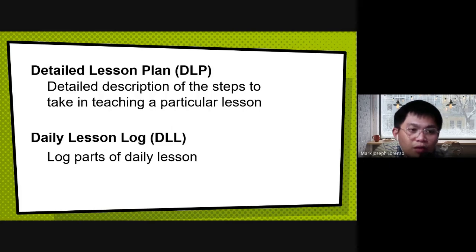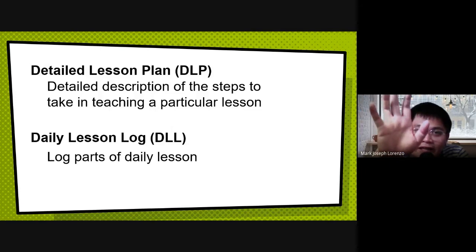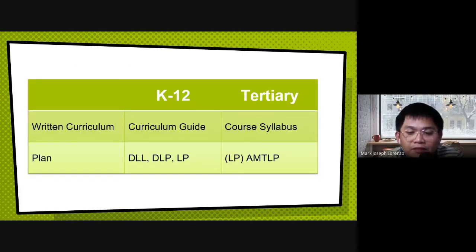So, wag tayong malilito when we say DLP, ito yung specific learning plan sa isang araw. That is comprehensive, as if you are narrating what you are going to do, how to teach, what to teach, and even why teach. Yung daily log or daily lesson log, ito yung glimpse or summary, para siyang log or report or introductory ng parts ng Monday, Tuesday hanggang Friday. So in my personal experience, usually ginagamit natin ang DLL, DLP, LP sa K-12.